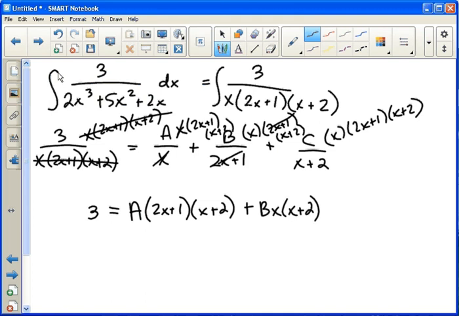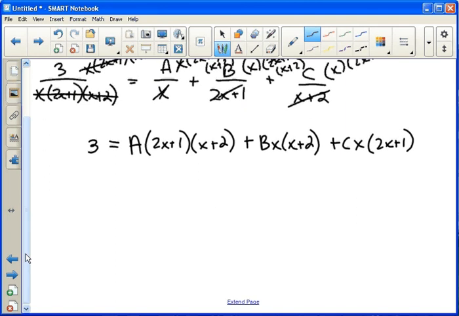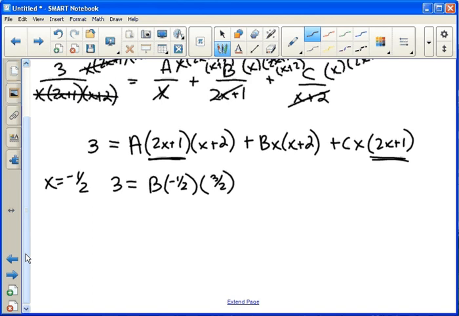So like I said, you're going to have to do 3 convenient values of x, because there are 3 pieces. So the first one I'm going to use is negative 1/2. Okay, so I get 3 equals, and if you notice, that will cancel out this piece and this piece, so I'm not even going to bother with those two, because they're just going to become 0. And I'll get b times negative 1/2 times 3/2. Okay, so I get 3 equals b times negative 3/4. And if I divide both sides by negative 3/4, I should get b equals negative 4.